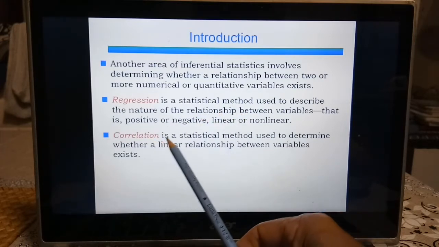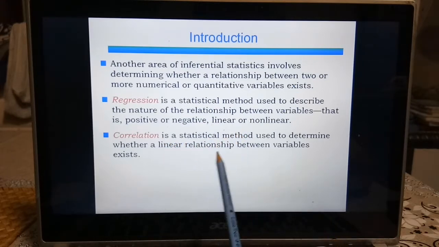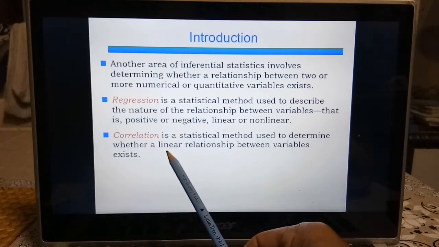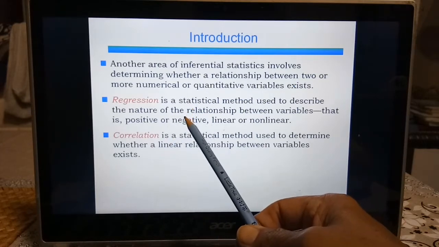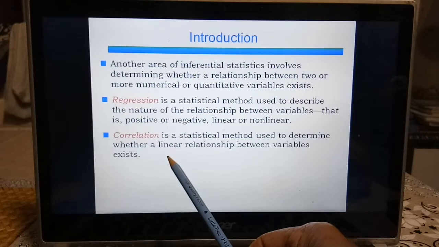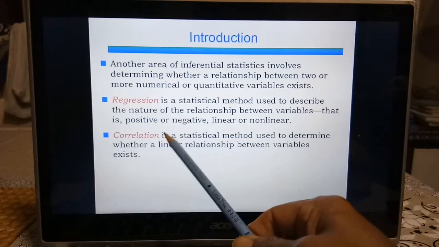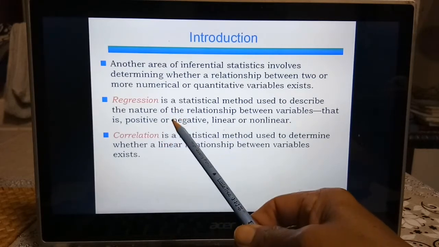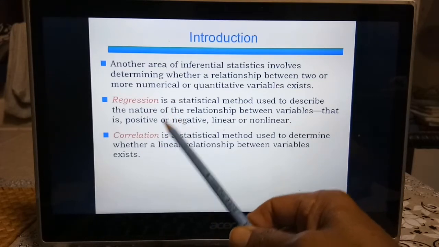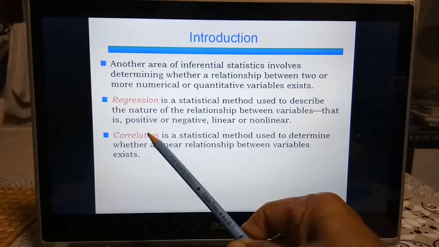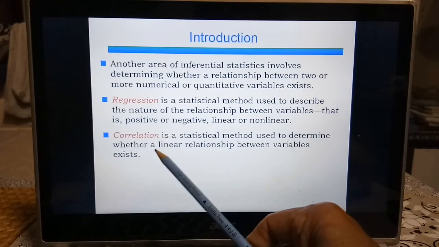Okay, so correlation adalah statistical method to determine whether a linear relationship exists between variables. Correlation ni kita nak tengok sama ada relationship yang kita dapat daripada regression methods ni, whether it is linear or non-linear. Okay, there are two methods that we are going to learn in this topic, which is regression and correlation. Regression, kita nak tengok kepada hubungan positif ataupun negatif. Okay, correlation kita nak tengok whether hubungan linear tu exist ataupun tidak exist.